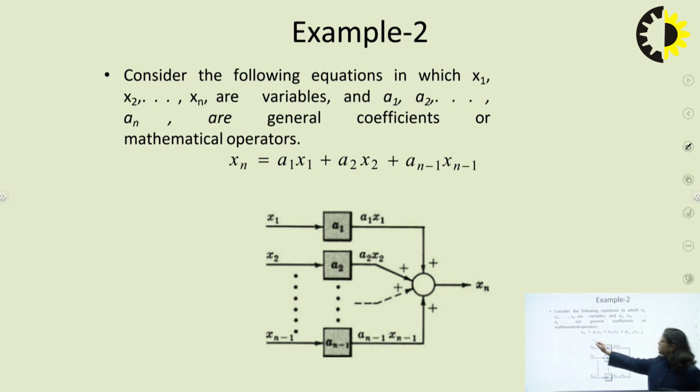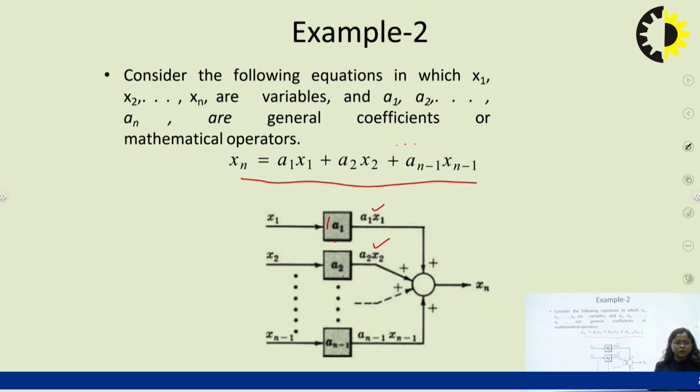This is another example considering xn as output and the equation a1 x1 plus a2 x2 plus dot dot dot a(n-1) into x(n-1). So a1 to a(n-1) are the gains of each branch, with x1 to x(n-1) as the inputs. The first input, a1 x1: a1 is the gain of this block, input x1, so output will be a1 x1. Similarly, a2 is the gain, x2 input, so the output will be a2 x2. And similarly, the last is a(n-1) gain, x(n-1) input, so the output will be a(n-1) into x(n-1).